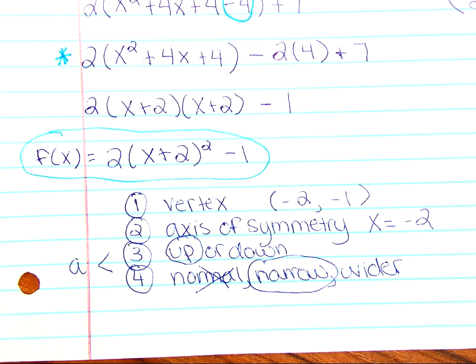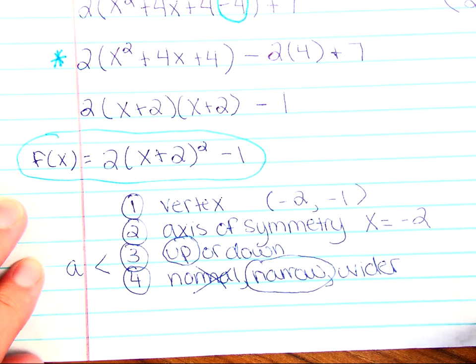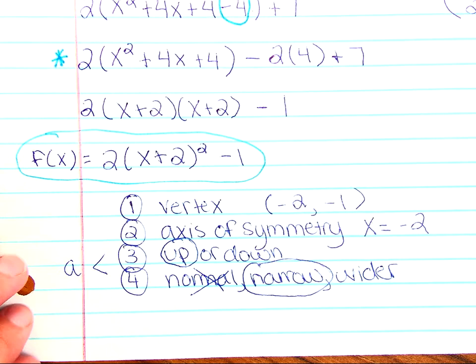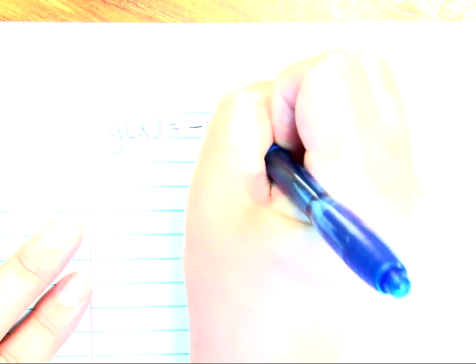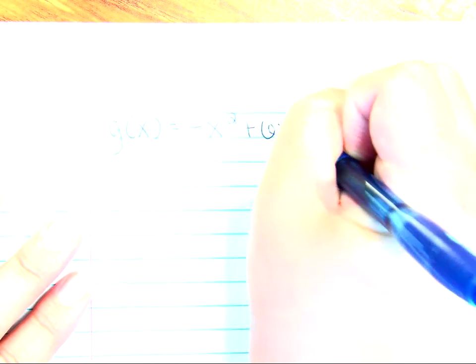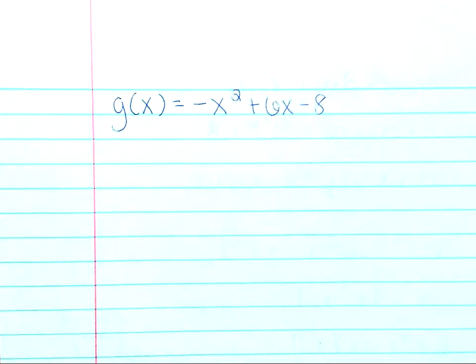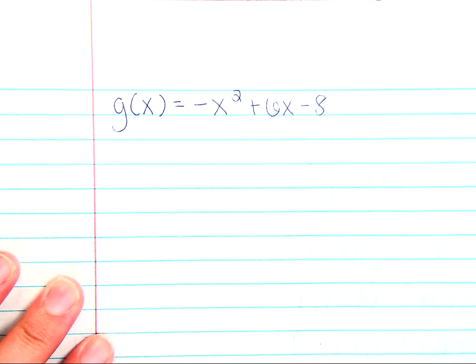I'm going to give you one more example and get you started, and I want you to come to class and see if you can have this problem finished. So I will help you start. I'm going to give you the equation, and I want you to write it in standard form. Negative x squared plus 6x minus 8. Remember, my goal is to write this in standard form, so I need parentheses that are a perfect square and something added at the end.